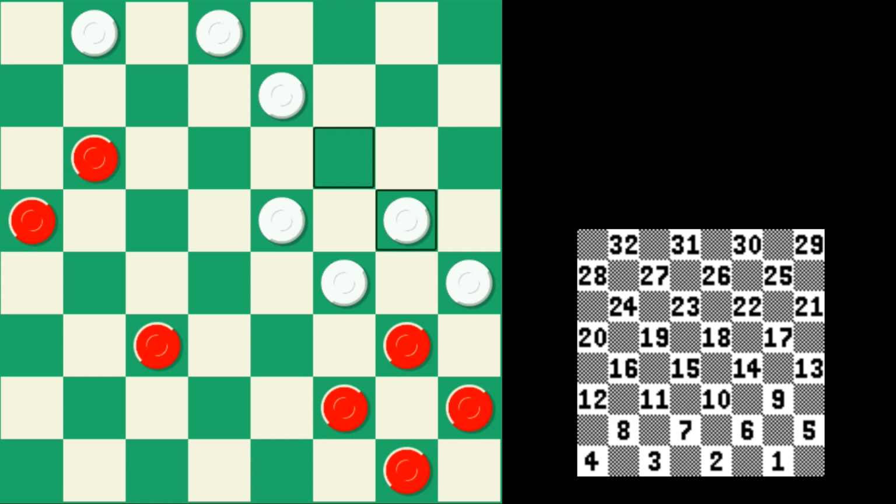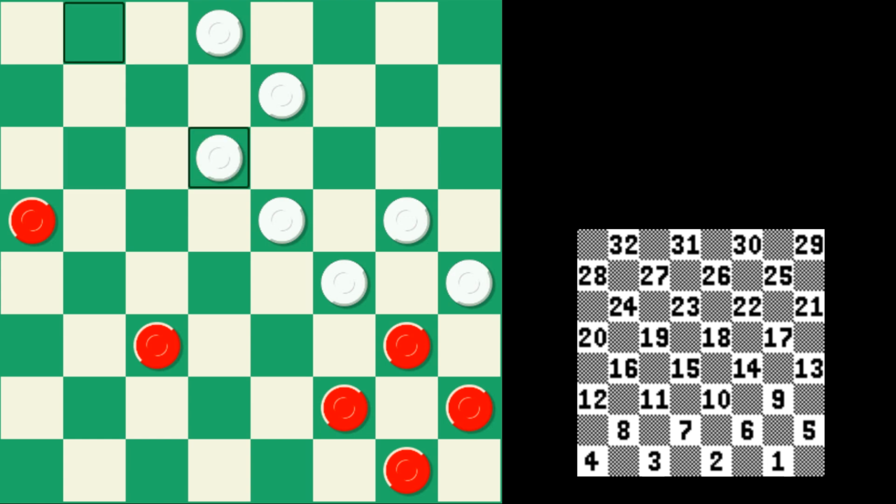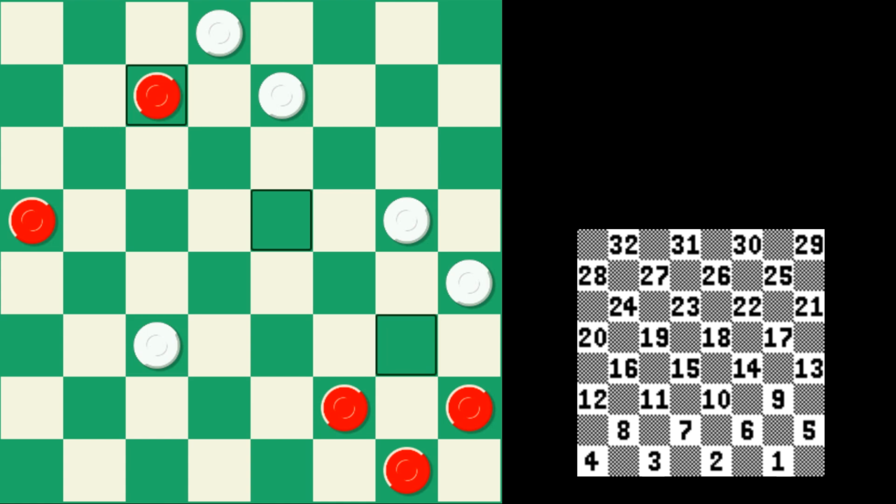And now red is going to make a pitch and get a 2-for-2. And I'm sure some of you can see the sequence here on the board. It's going to play 24-27 next. After 32-23, we have the 11-15 move, which I'm sure many of you are seeing right now. And then we have the double jump, and then followed by 31-24 and 20-27.